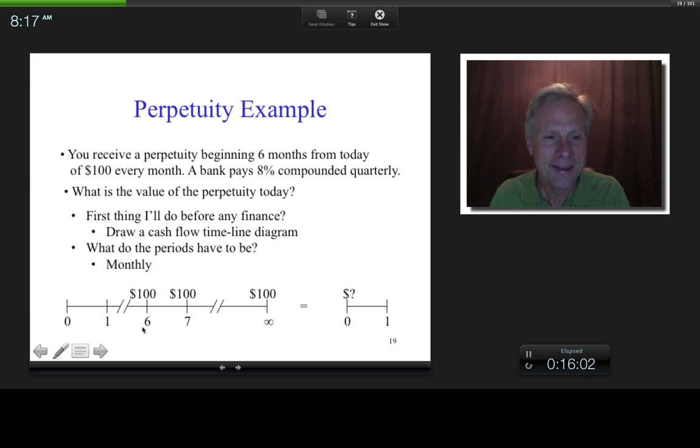Now, these are monthly periods, so I better be working with what kind of rate? An effective monthly rate, right? Which means the amount of interest made from $1 after how long? 1 month. But the information we have is a bank pays 8% compounded quarterly. So what's the first thing we're going to have to do? We're going to have to convert that into an effective monthly rate, right? And again, I covered this in detail in the previous lecture. But let's go ahead and look at that.